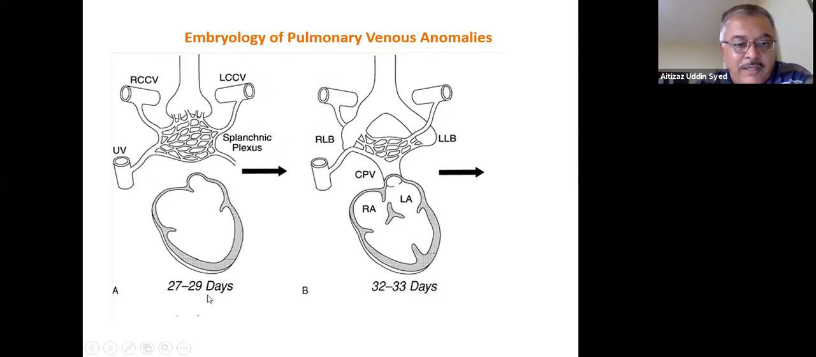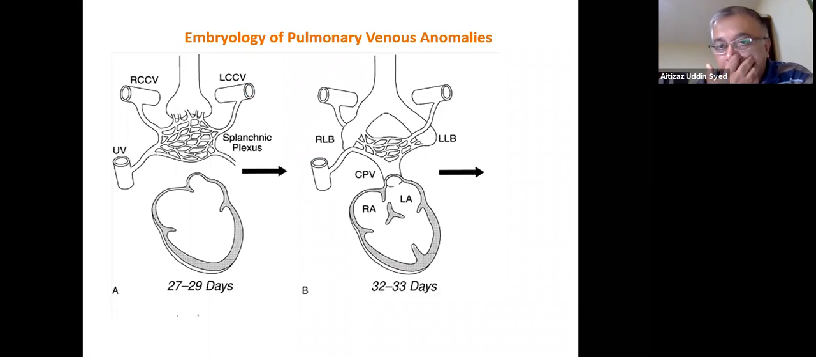very early in the embryonic life, around day 27, the lung bud starts to develop, and outside the lung buds is a splanchnic plexus of veins. Those veins join systemic veins, as you can see. In the course of development, these splanchnic veins get incorporated into the developing lung buds, form the plexus around the alveoli, and lose their connection with the systemic veins.